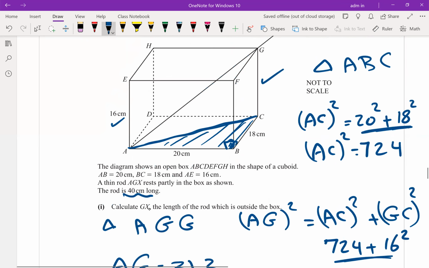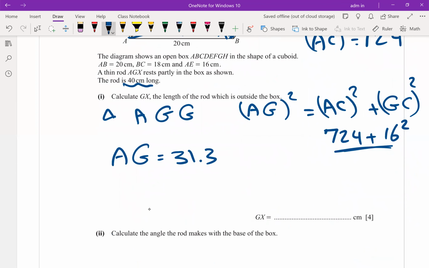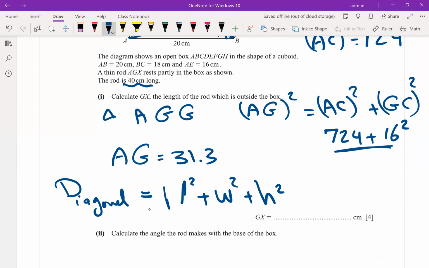I give you a formula how to get your answer directly. Diagonal of cuboid. Anyone remember this formula? Diagonal of cuboid. Correct. Write this formula, please. Diagonal of cuboid is equal to the square root of length squared plus width squared plus height squared. You will get your final answer correct.